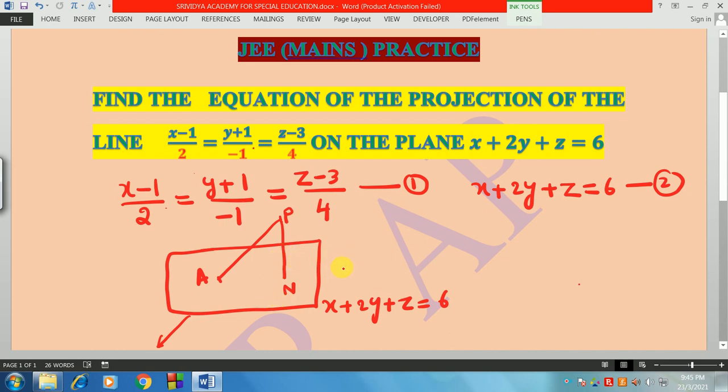Now we have to find the coordinates of A and N. Then we have to find the equation of AN, which is nothing but the equation of the projection of the given line.